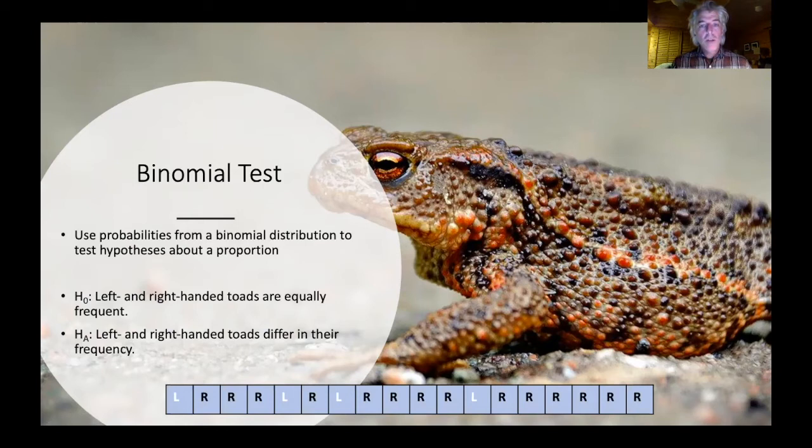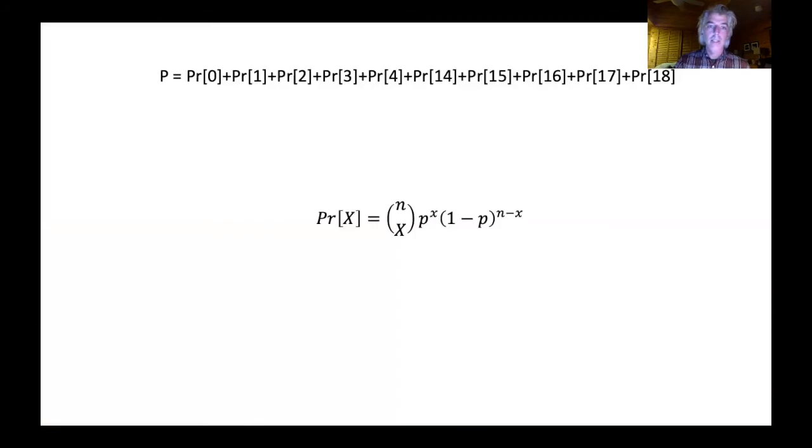So in order to calculate then the probability of getting observations as extreme or more extreme than 14 out of 18 right-handed toads, we need to sum together a whole bunch of probabilities. Our p-value then would be equal to the sum of the probability of getting 0 out of 18, 1 out of 18, 2 out of 18, 3 out of 18, and 4 out of 18 right-handed toads, as well as 14, 15, 16, 17, and 18 right-handed toads.